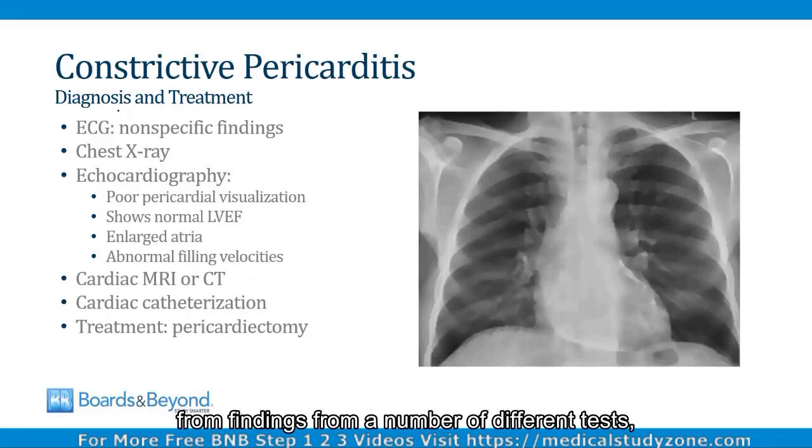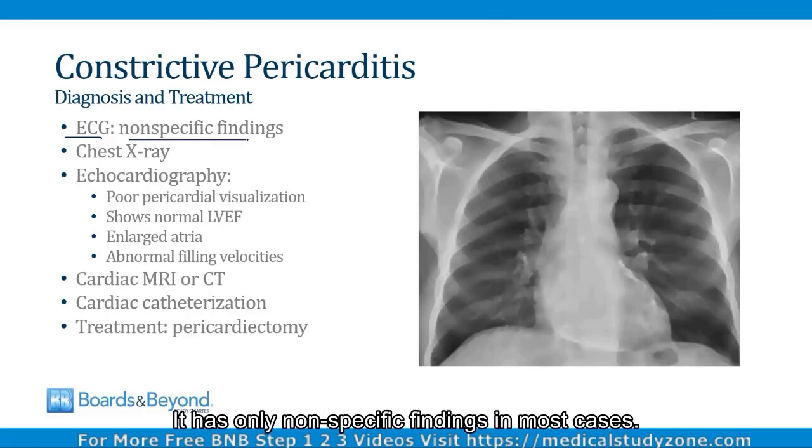The diagnosis of constrictive pericarditis can be challenging, and often the diagnosis is made from findings from a number of different tests. But let's go through some of the different tests and talk about what they can show. First of all, you should know that the ECG is usually not helpful. It has only nonspecific findings in most cases.